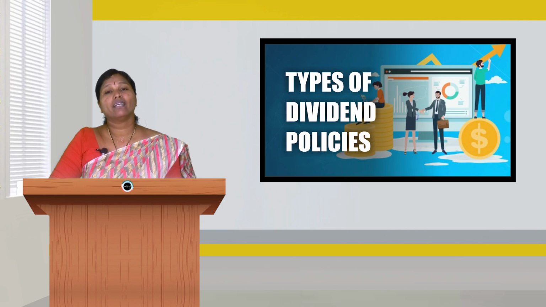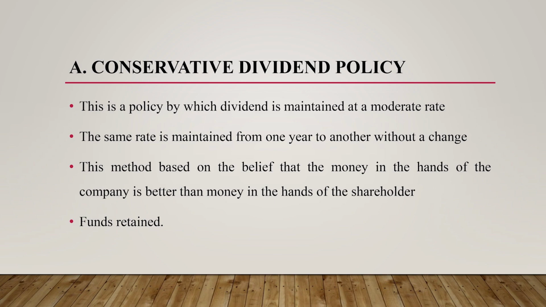First, I'll go with the conservative dividend policy. This is a policy by which the dividend is maintained at a moderate rate. The same rate is maintained from one year to another without any kind of change. And this method is based on the belief that the money in the hands of the company is better than the money in the hands of the shareholders. So, here funds are retained.